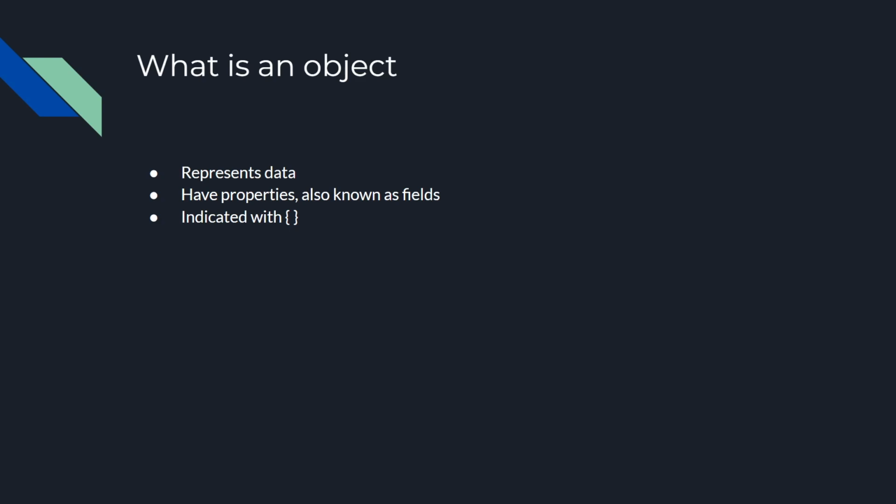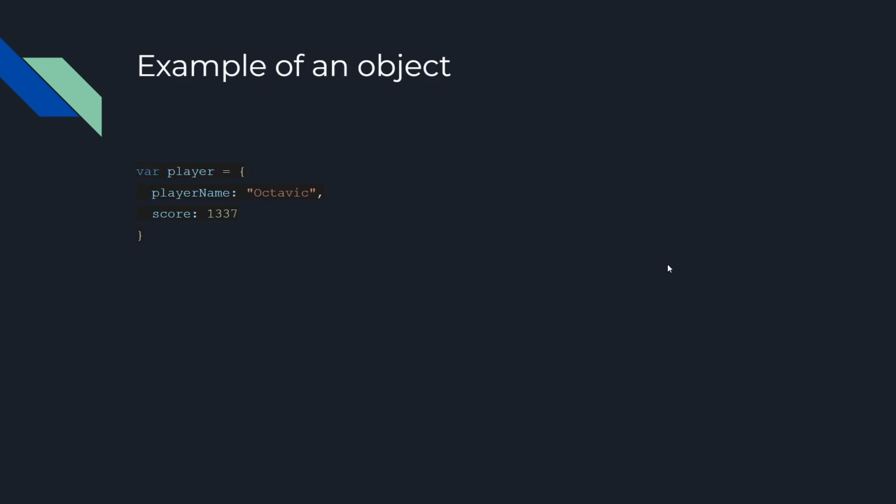An object at its very core is a set of key and value pairs. The keys are always strings and the values can be anything. And you indicate them with curly braces. It's kind of hard to understand without an example. So here, let's have an example of an object. Let's say we have an object called player.